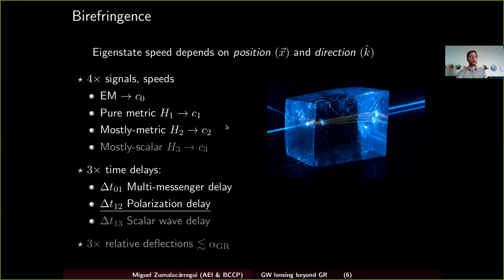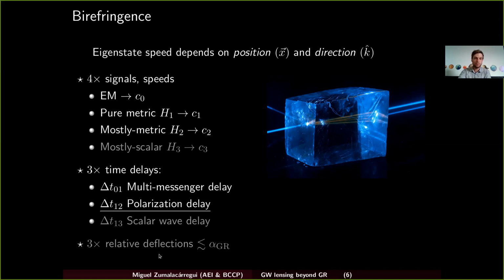So this leads to 3 independent time delays that we can define between these eigenstates. The one that is most interesting is the multi-messenger time delay. That's the difference between the electromagnetic signal and the pure metric signal. And also there's going to be a gravitational polarization time delay, which is the delay between the pure metric and mostly metric gravitational polarization. And that's also one that I'm going to discuss.